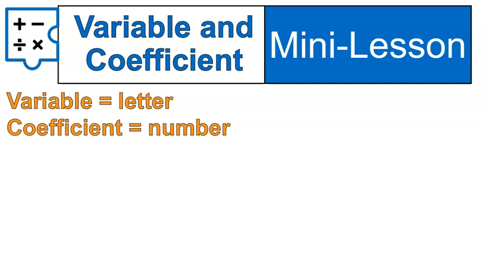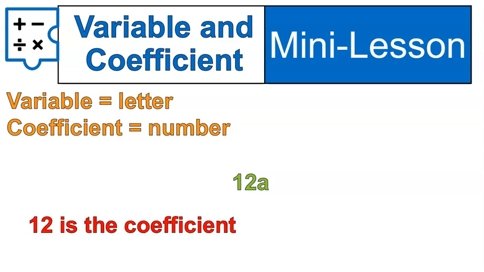A variable and a coefficient. The variable is the letter and the coefficient is the number. Sometimes the coefficient is called a constant, depending on which math classes you're taking or who you're taking it from. This is an example of a term, 12a. In this term, 12 is the coefficient and a is the variable.